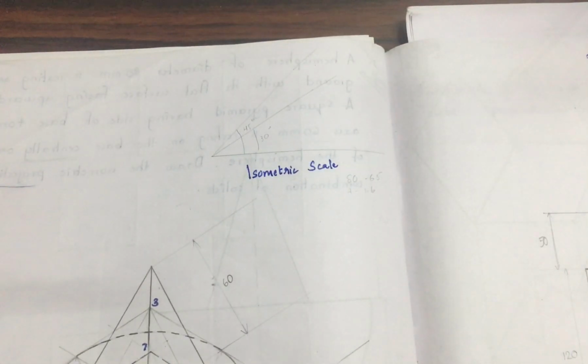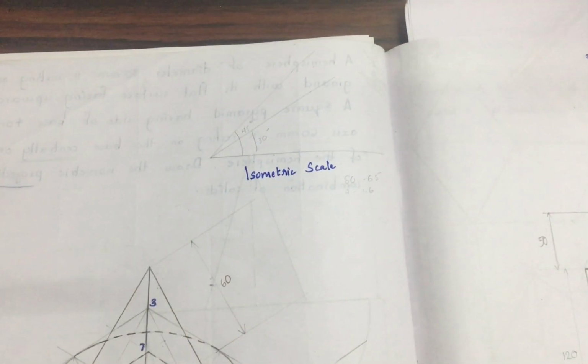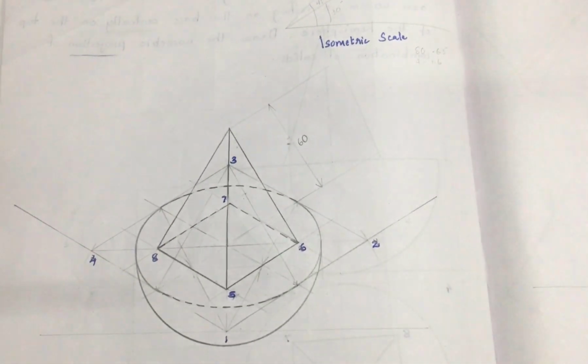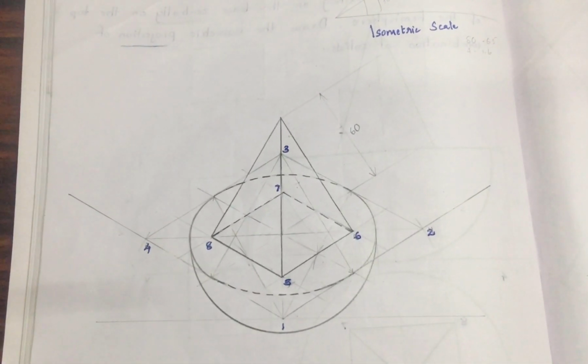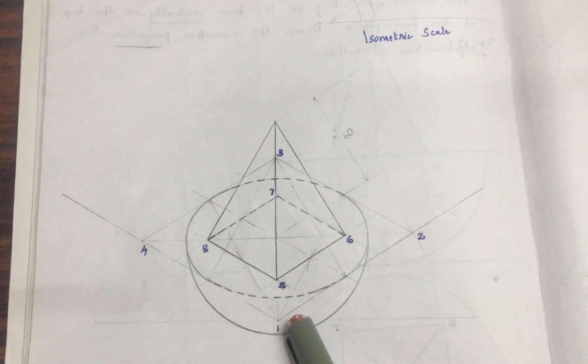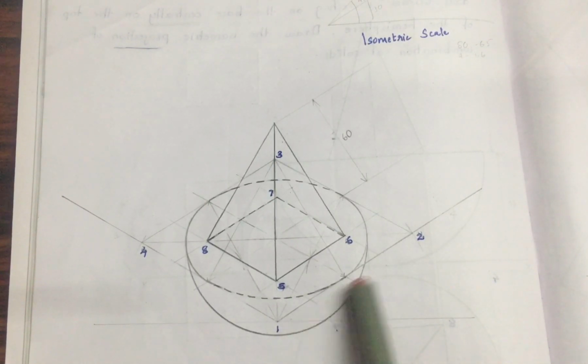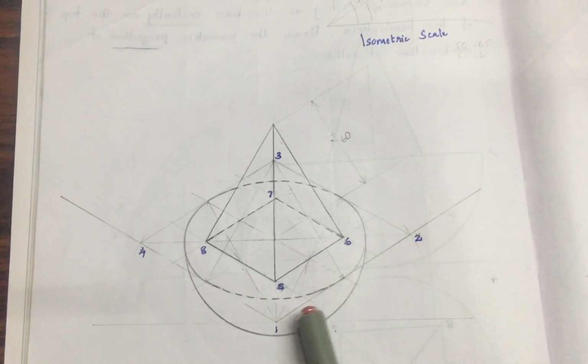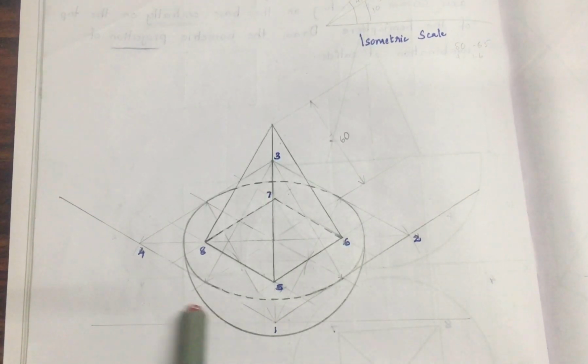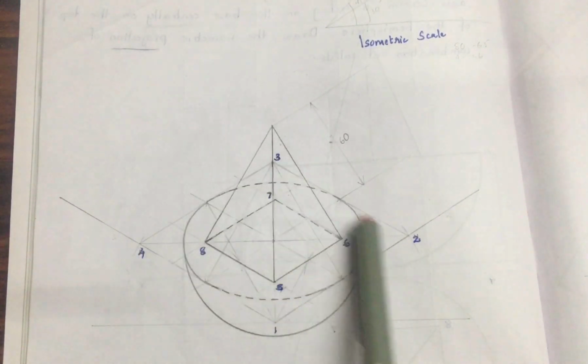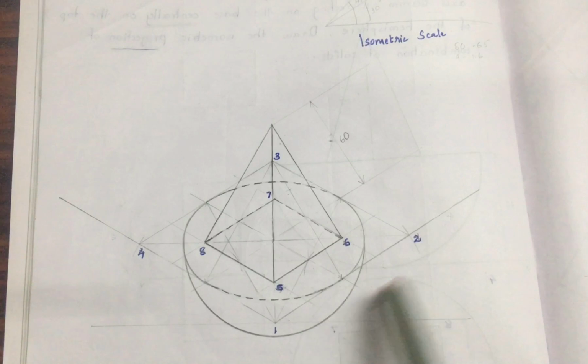In the isometric scale, you take any 2 or 3 measurements, and the rest of the measurements can be multiplied by the value 0.816. So, you take the measurement 1, 2 from the square drawn in the orthographic projection, and then multiply it by 0.816. Then you take this measurement. Similarly for all the other points, and then you can complete the square 1, 2, 3, 4.